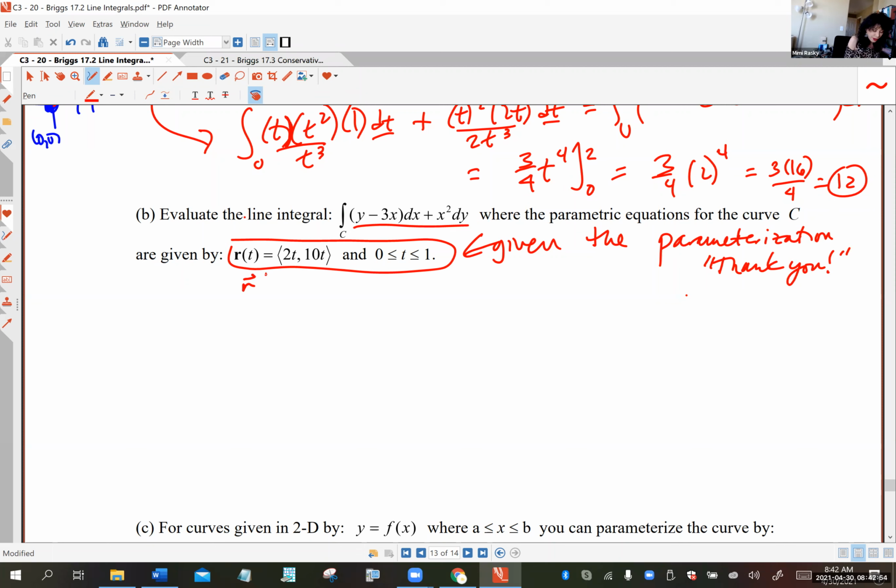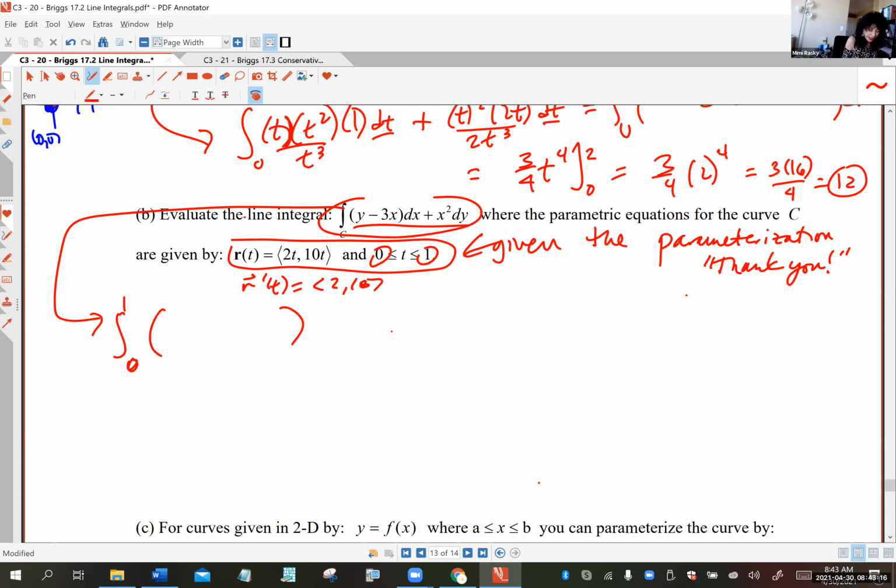So you're still going to need the r prime. You still need that, 2 and 10. Oh, that's nice. It's just a constant. And you're still going to do some substituting to convert this differential form line integral into a regular integral we can do business with. So 0 to 1, they gave us the time going from 0 to 1 seconds. So you're going to have y minus 3x dx plus x squared dy. So you're going to do like this, but you're going to substitute because I need only t's to show up.